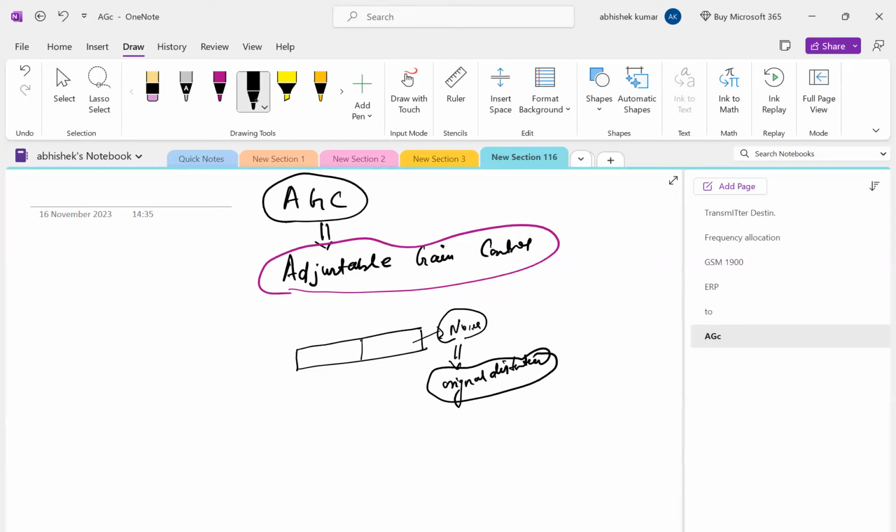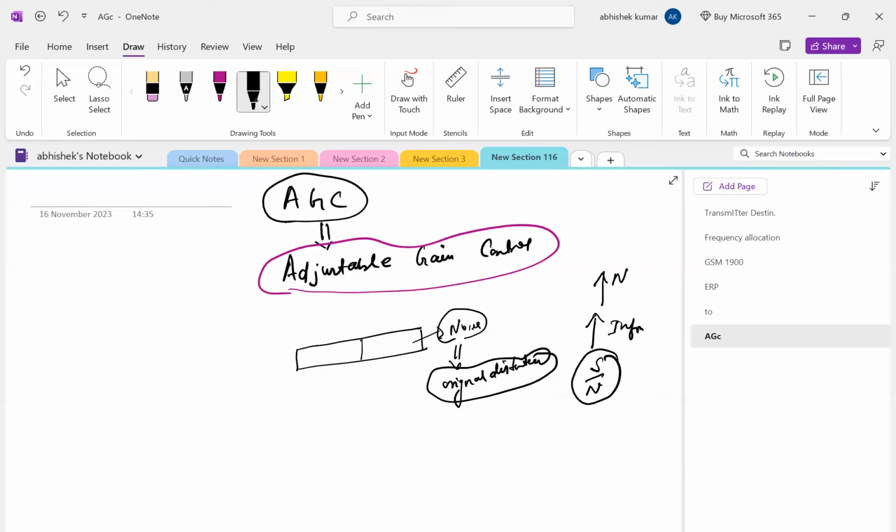In that case, we have one device known as AGC, adjustable gain control. As the noise is increasing, the information signal amplitude is also getting increased. So it is maintaining that signal to noise ratio that is required for good, efficient communication. That is what the adjustable gain control is doing.